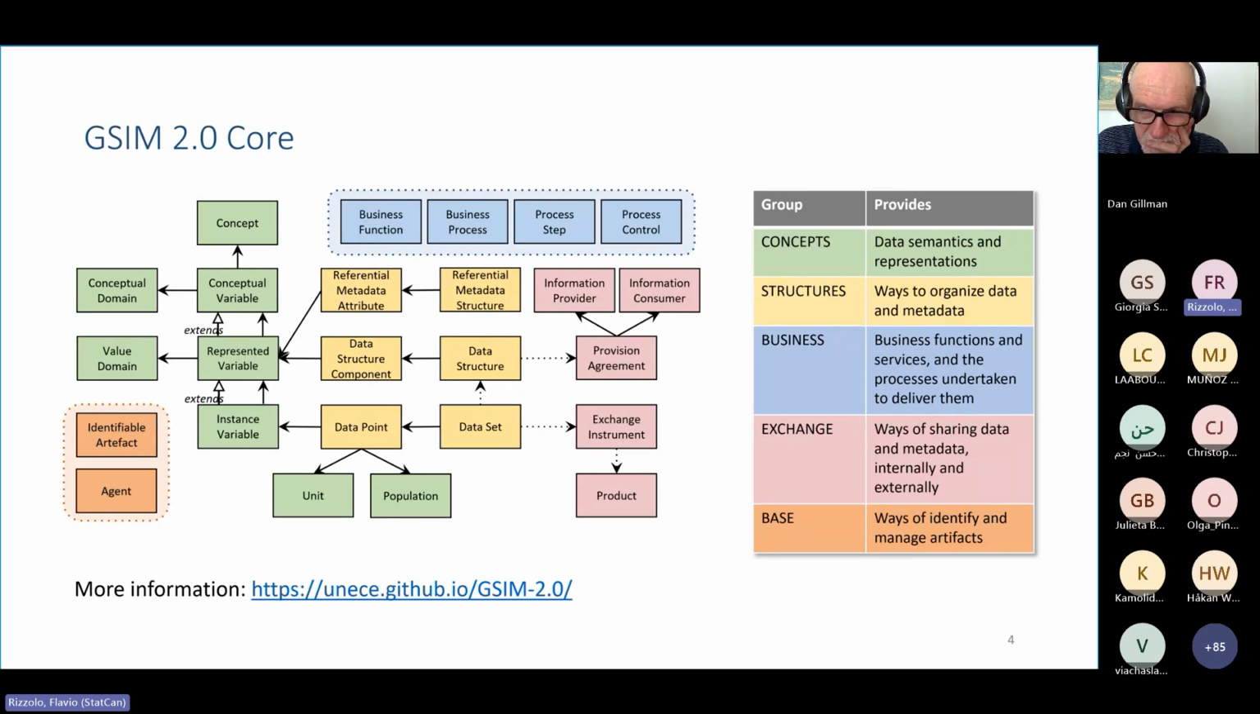The exchange group in pink contains elements for data and metadata sharing and exchange, both internally and externally to the agency. Finally, the base group in orange deals with common elements for identification and referencing, versioning, and administration of the instances of the model. The rest of the webinar will go into all these groups in more detail.